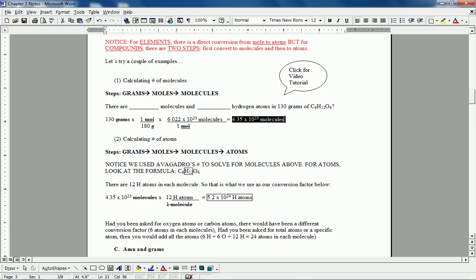So at this point I have molecules, and if I had been asked for molecules, that'd be great. But if I was asked for atoms, of course, this would not be my ending point. I would have to go one further and get this answer. So hopefully this tutorial helps you in going from the steps of grams to moles to molecules, and of course down to atoms, and helps you in learning the equivalencies of grams to moles to molecules and atoms.